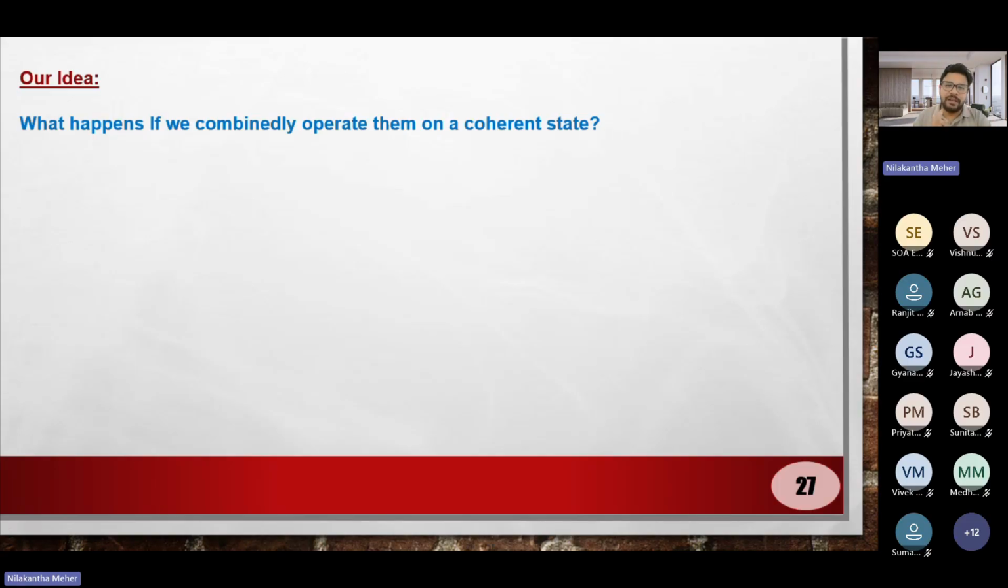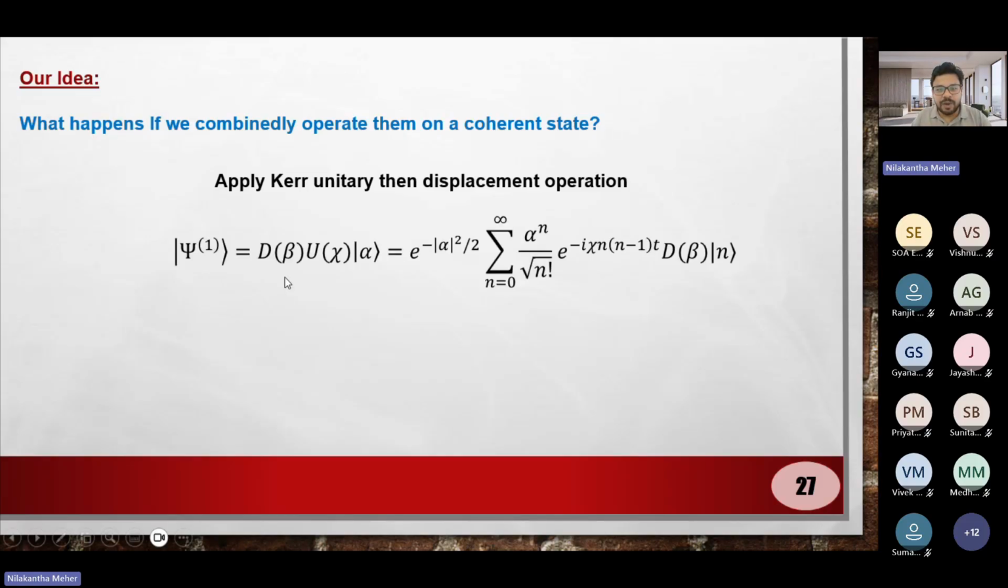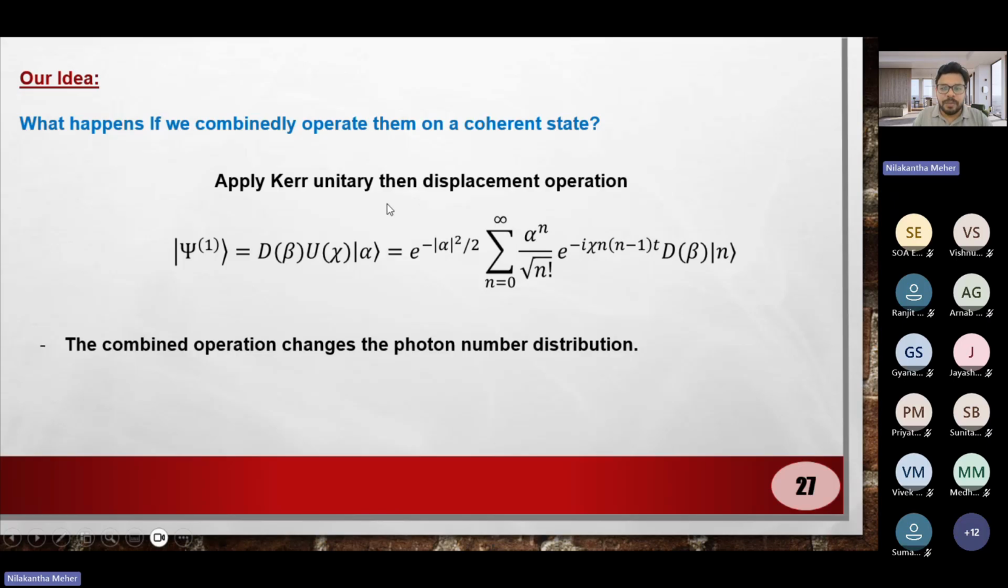Suppose we combinedly interact. Initially, we saw in the previous two slides that individually they are not able to change the state. Their photon number distribution remains Poissonian. Now let us see if we combinedly operate them. That means first apply the Kerr unitary and then the displacement operator. If we apply this, that is, the Kerr unitary is applied first, then displacement applied second, this is the resultant state. If I see here, this combined operation changes the photon number distribution, and the state is no longer coherent. It is no longer a Poissonian distribution, no longer coherent, and it changes the photon number distribution.